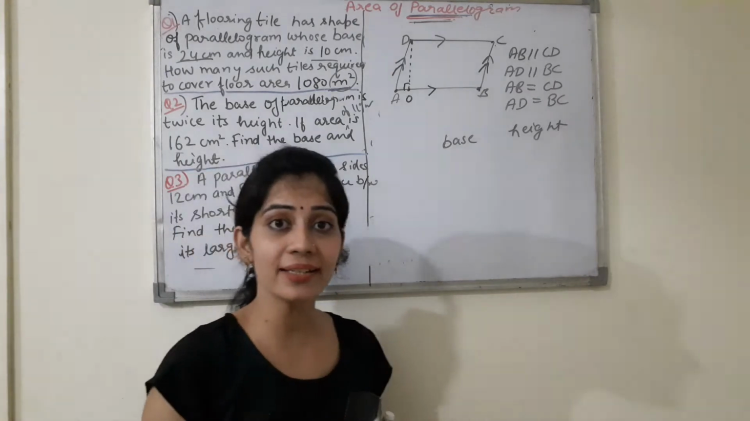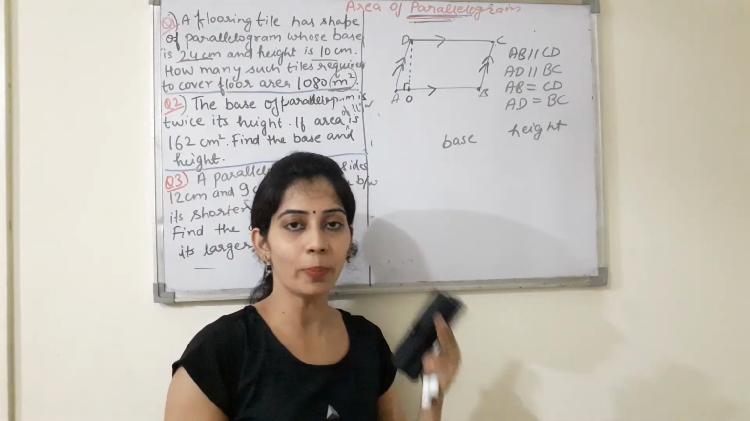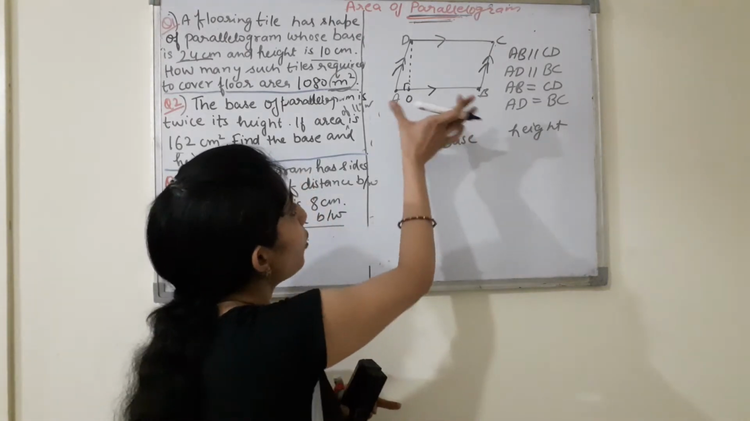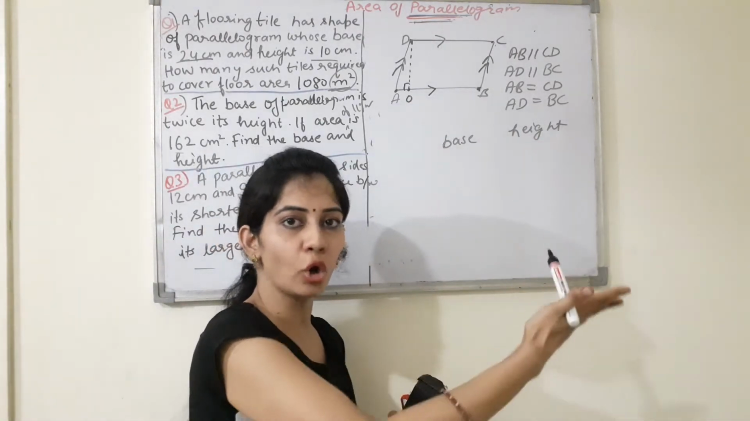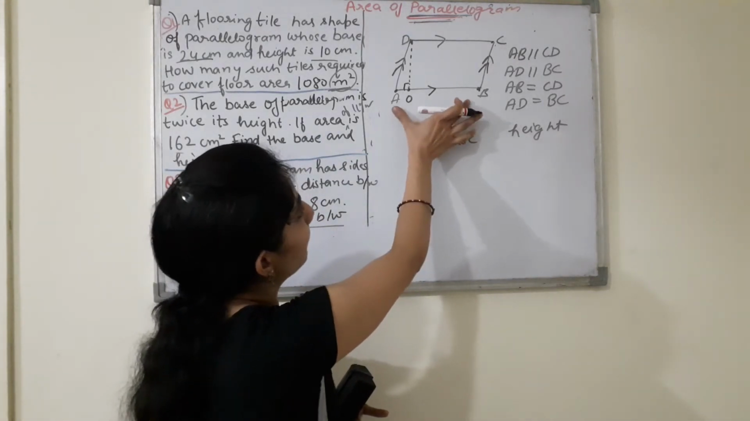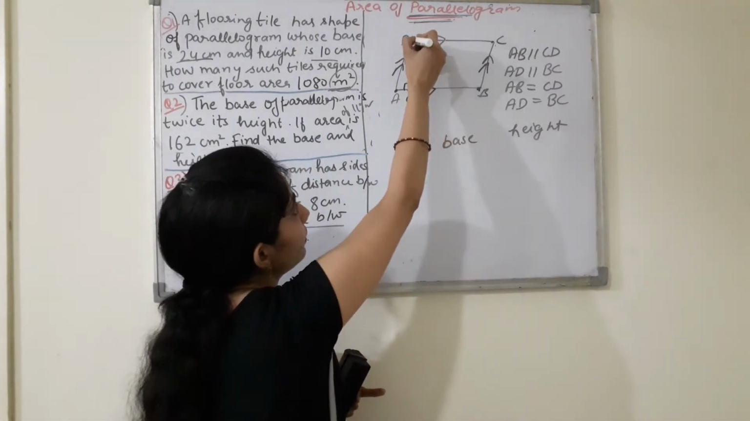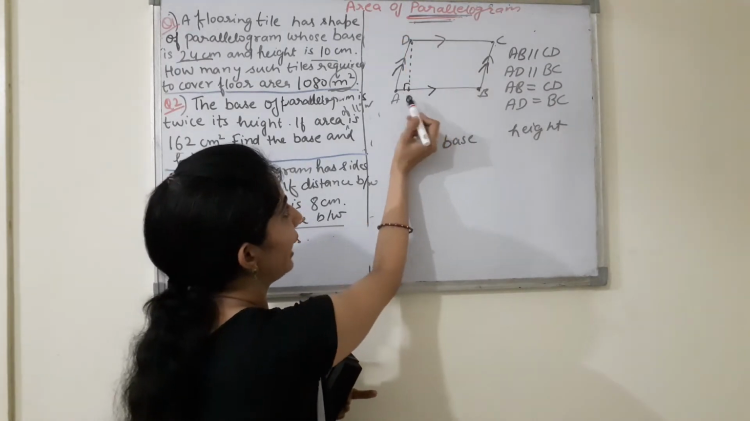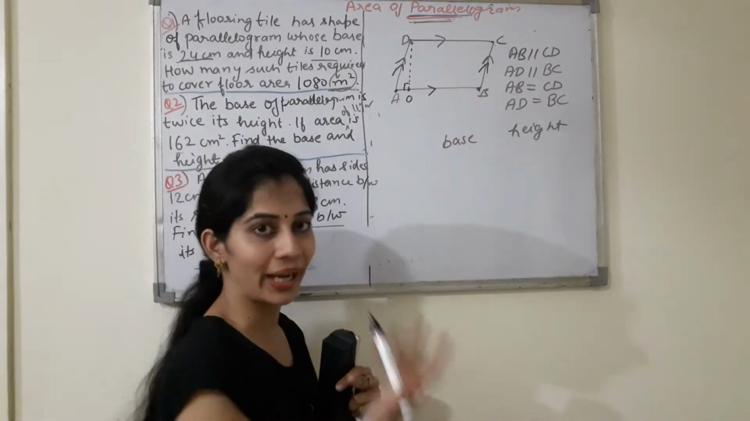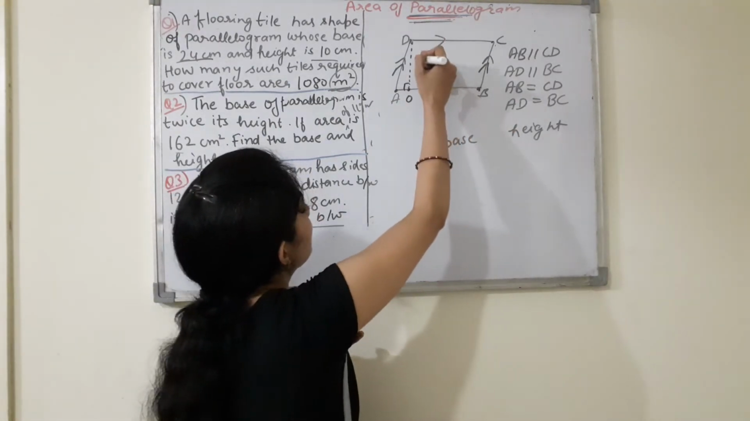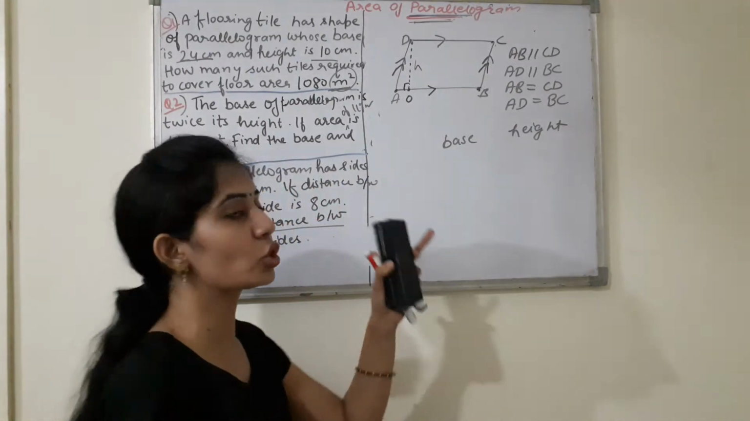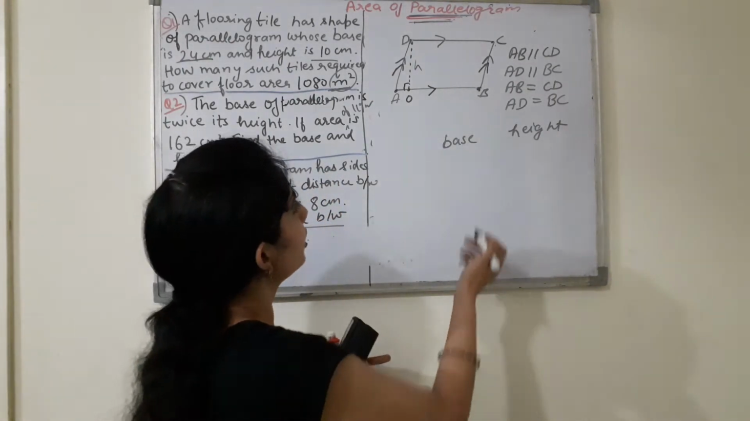Now what is the base? The opposite side on which the perpendicular is drawn, that is your base, right? It means what is the base here? AB, because the perpendicular from vertex D is drawn on the opposite side AB. So AB is the base here and this DO is the height here, right? So these two terms you should know because they are very important to understand.